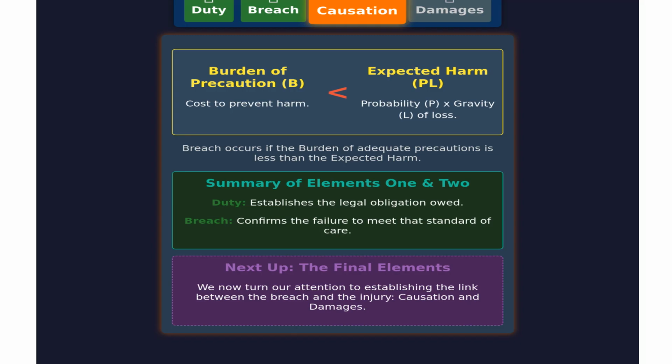If it was cheap and easy to prevent a serious accident, but the defendant chose not to, they have breached their duty. If, however, the cost of prevention was extremely high relative to the small risk posed, the court might find no breach occurred. To summarize this first half of our journey, duty establishes the legal obligation owed to the plaintiff, and breach confirms the defendant's failure to meet that required standard of care. With duty and breach satisfied, we move on to the final two hurdles in proving negligence: causation and damages.